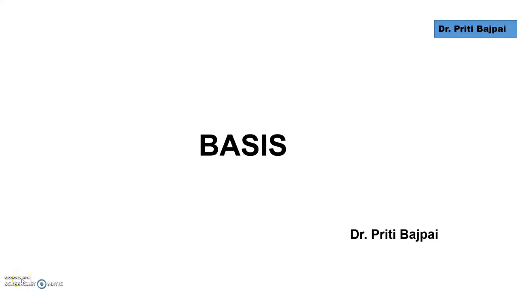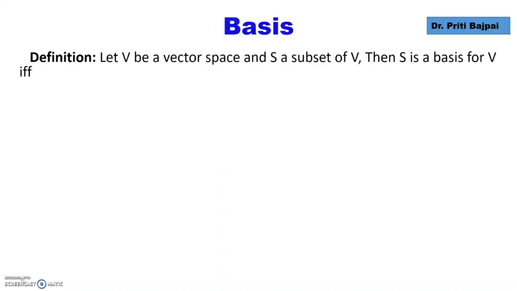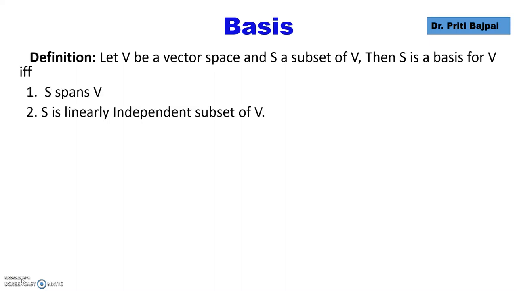Let's do the next topic, bases. We will first define what a basis is. If we are given a vector space V and S a subset of V, then S will be a basis for the vector space if and only if it satisfies two conditions. One is that S spans V and the other is that S is a linearly independent subset of V.